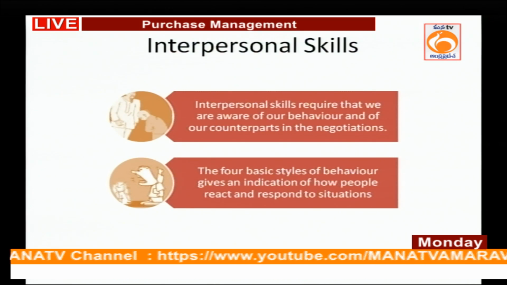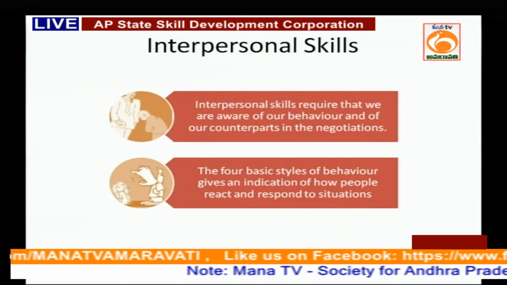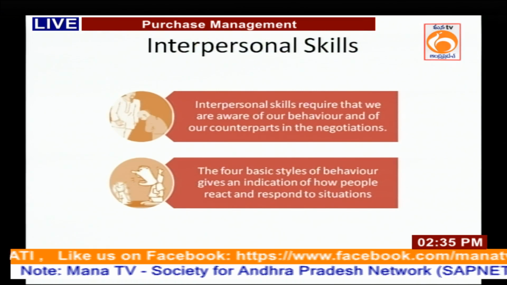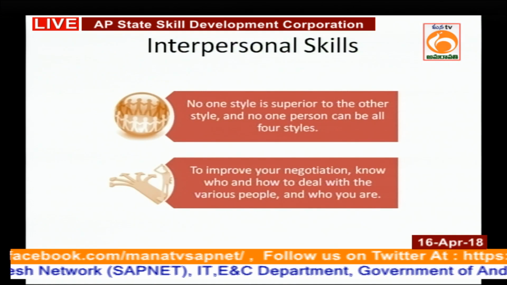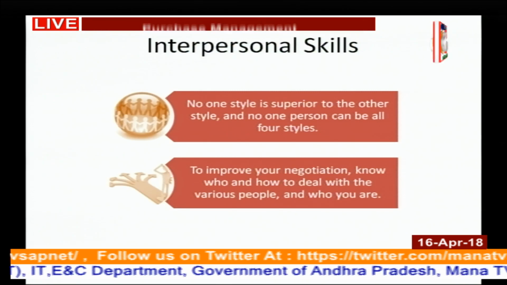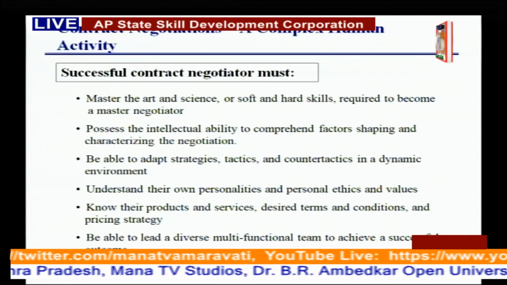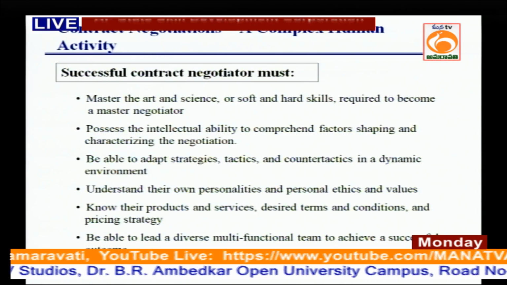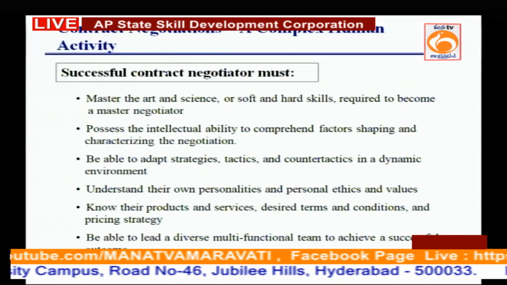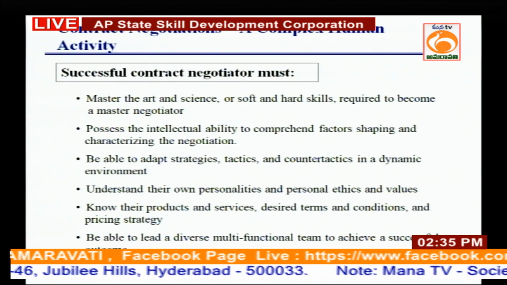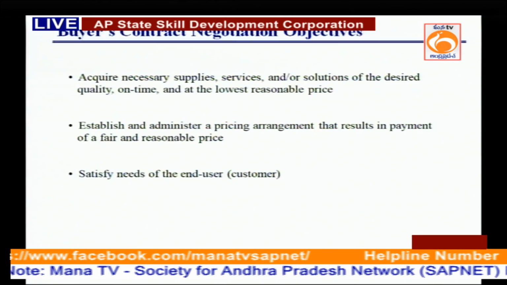So, interpersonal skills are very important. Our behavior, the way we behave, the way we talk, the way we communicate with others. No one style is superior to the other. To improve your negotiation, know how to deal with others. So, this is what a contract negotiator must do: master the art of soft skills, possess the intellectual ability, and adapt strategies to their own personalities. This is something we have touched on earlier as well.